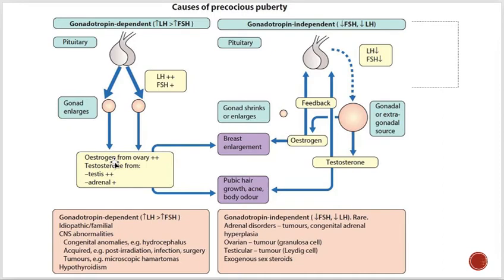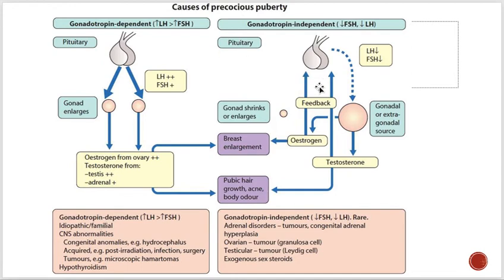It could be idiopathic or familial, as in females. It could be CNS abnormalities, like congenital abnormalities such as hydrocephalus, or acquired ones like post-radiation, infection, surgery, tumors, microscopic hematomas, or hypothyroidism. So what is going on? Simply, it is central. It is also called gonadotrophin dependent, or hypergonadotrophic hypergonadism. The gonadotrophins are released more, so they are acting on the gonads and forming the sex hormones, right? So these are the causes.